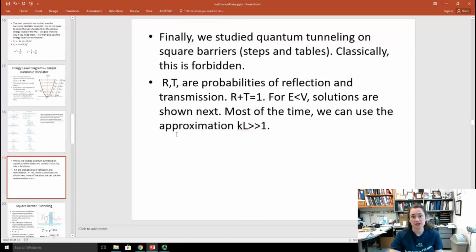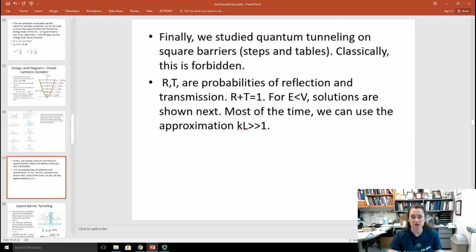Now finally, we studied quantum tunneling on square barriers like steps and then little mesas. Classically, this is forbidden, but in terms of the quantum mechanics, we can solve for the probabilities of reflection and transmission, which we called R and T. And remember, when you have particles incident on a barrier, there's only 2 possibilities. It can be reflected or transmitted. And so that means that if you sum up the probabilities of reflection and transmission, you should get 1.